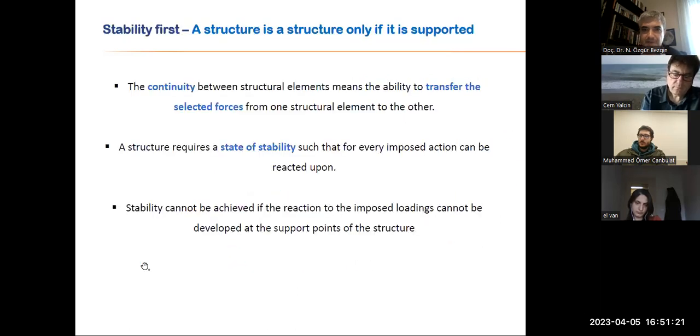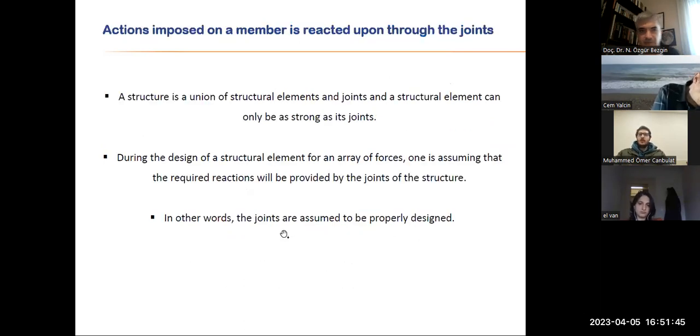Supports are very important. The continuity between structural elements means the ability to transfer the selected forces from one element to the other. A structure requires a state of stability such that every imposed action can be reacted upon. For every imposed action, a reaction is needed. And stability cannot be achieved if the reaction to the imposed loadings cannot be developed at the support points of the structure.